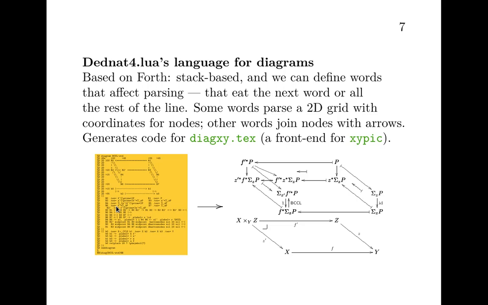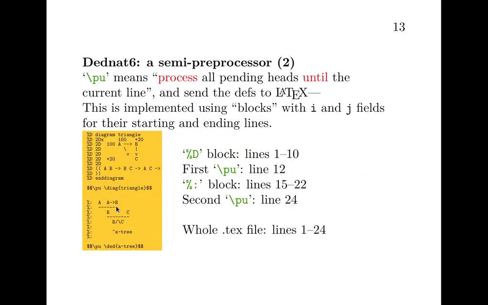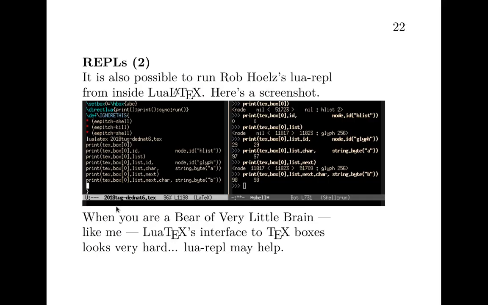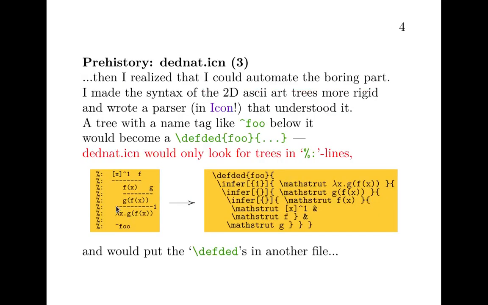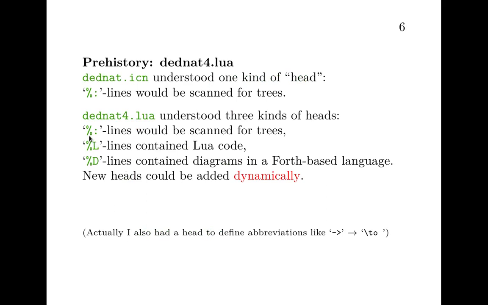And this language is extensible in the sense that, here, comments that start with % are interpreted as definitions for diagrams. Lines that start with %D define 2D diagrams with arrows and stuff, and lines that start with %L contain blocks of Lua code that we can use to extend the interpreter on the fly.